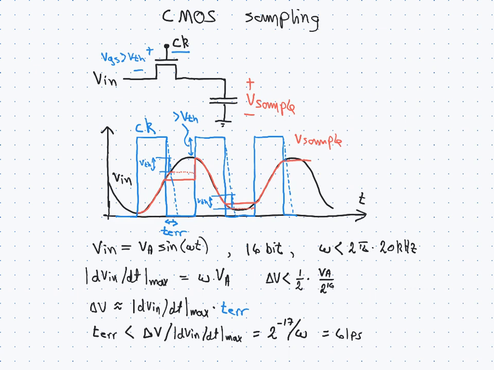The key take-home message from this is that we need to have a very fast clock or clock edge, and the other point is that we need to have a very stable clock that has very little time jitter. And this is really quite important for any sampling process.